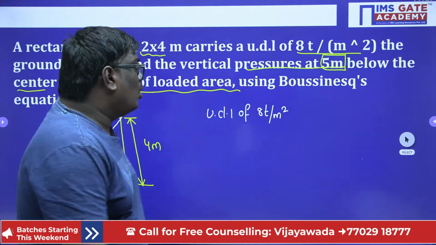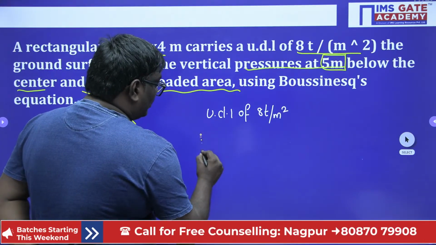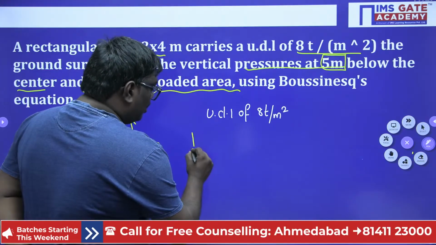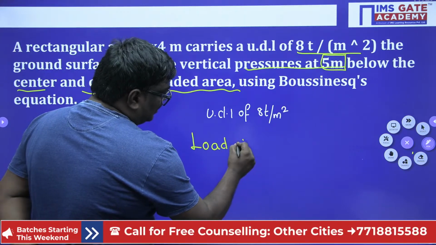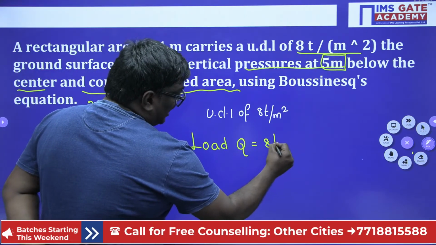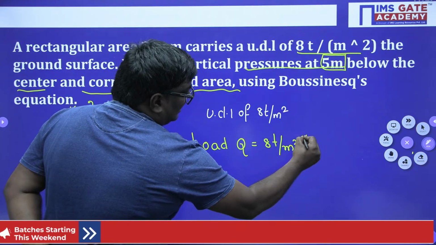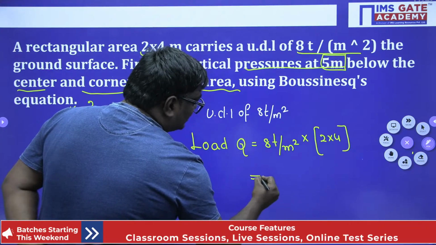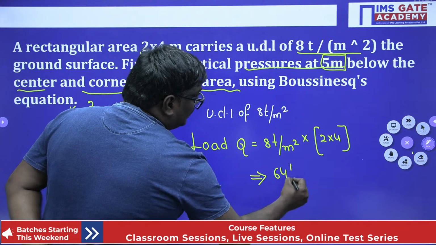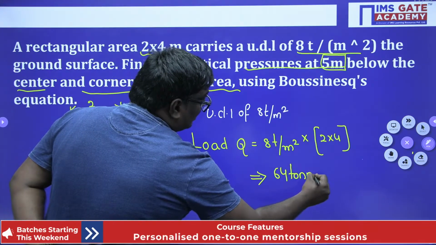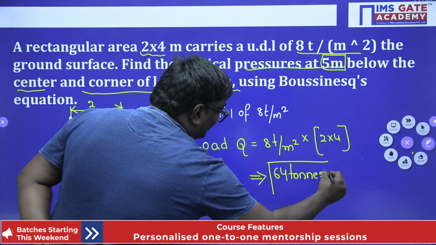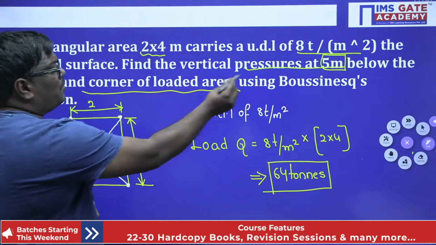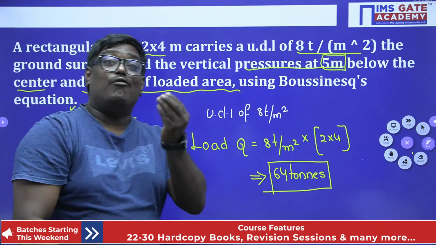Now what will be the load, my dear students? So here when I talk about the load, what is the load here? Load, point load, you can write load Q is equal to 8 ton per meter square, and it is acting over the entire area. The area of the rectangle is 2 into 4 meter. So the total load here is equal to 64 tons. What is the depth of the soil strata we have? The depth is 5 meter.